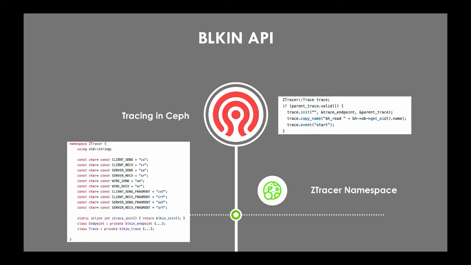So let's look at the Blkin API. Firstly, tracing in Ceph is carried out as shown. The init, copy name, and event are the crucial functions in Blkin which carry out tracing. This is how a trace point is placed in the Ceph code. The ztracer namespace in Blkin consists of all the major functions which carry out tracing using Blkin.